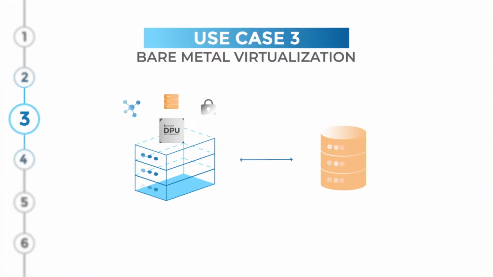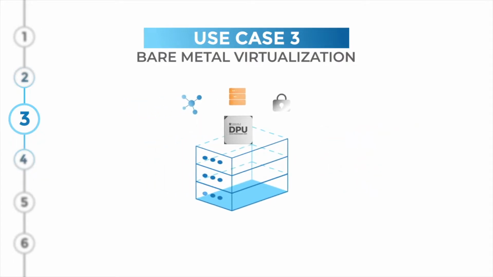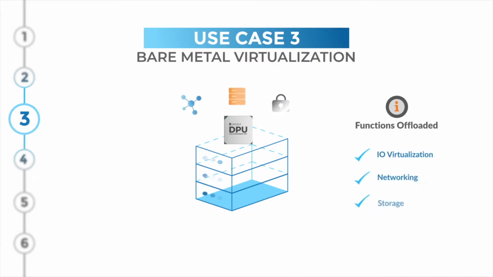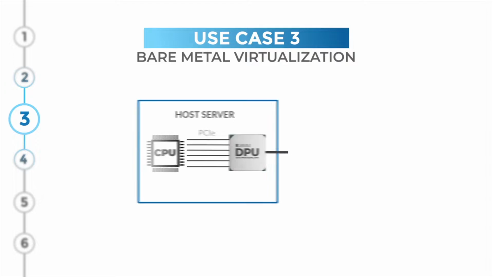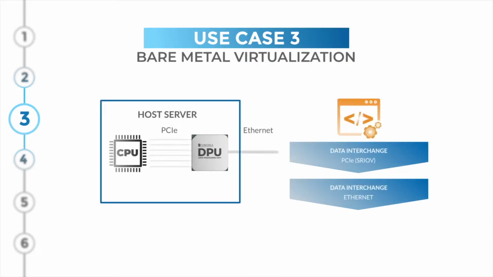A use case that is surging in popularity is bare metal virtualization, or BMV. BMV allows applications to achieve performance close to that of bare metal servers, making this use case highly attractive for applications that are performance and latency sensitive. BMV is realized by offloading functions such as I/O virtualization, networking, storage, and security functions into the Fungible DPU. The Fungible DPU supports data interchange through PCIe SR-IOV and I/O virtualization in hardware. It also offers full programmability of networking, storage, and security services.